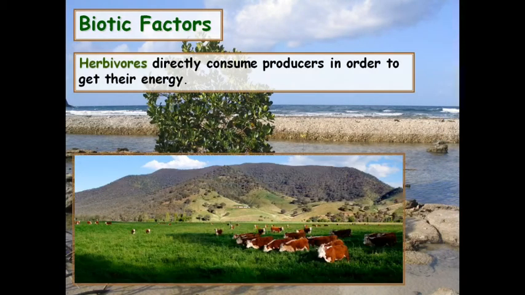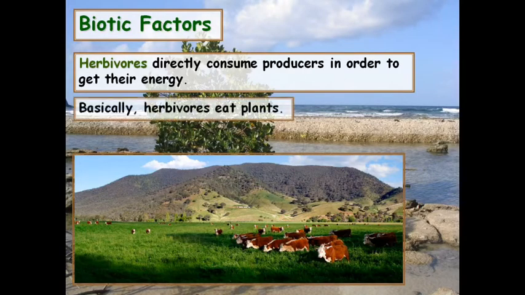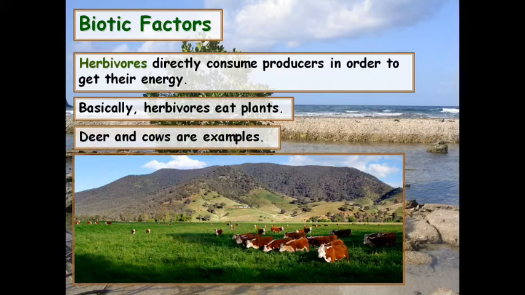First, an herbivore. They eat the plants. So herbivores eat plants. They eat producers, to be more specific. So anything that eats a plant or specifically a producer, something that makes its own food. Deer, cows, you can name off plenty of things. Insects, a lot of times, are herbivores. They'll eat the plants.